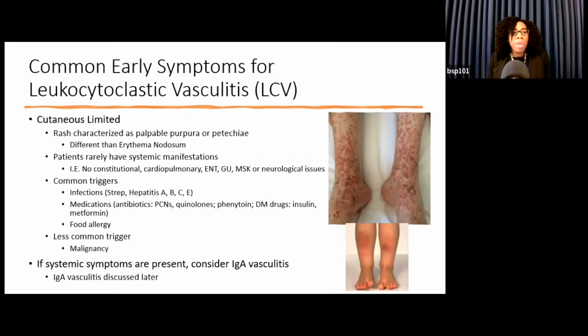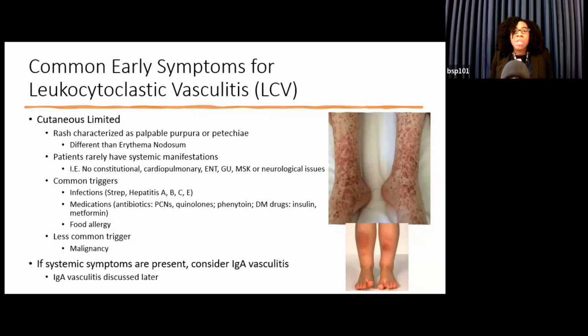So starting off with common early symptoms for Leukocytoclastic vasculitis. First, for this disease, it's important to know it's pretty much cutaneous limited. This rash can be characterized by both palpable purpura as well as petechiae. And just to review, petechiae are fairly small, around 2 millimeters, and purpura are a little bit larger and can even be collections of petechiae all together.